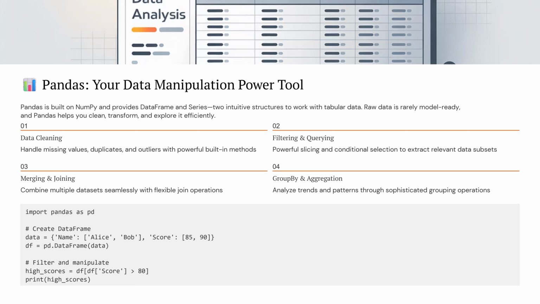You can quickly filter and query to get only the information you need. It allows you to match multiple datasets together and analyze patterns using powerful group and aggregation methods. In short, Pandas turn raw data into insights, making it one of the most important tools in every AI workflow.